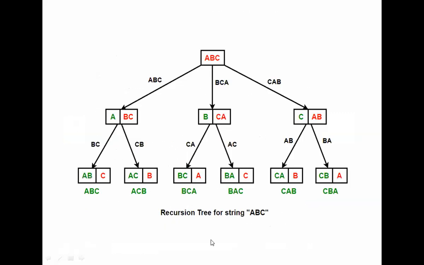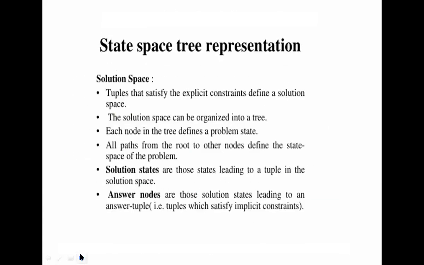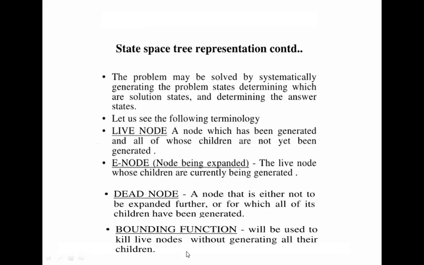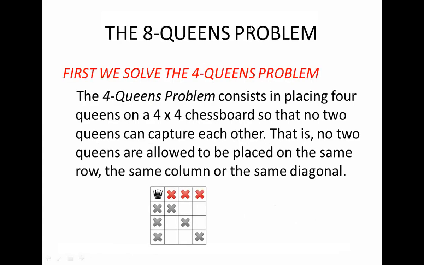In this example, see here, this part is generated, but this part is not generated. You write here B. B means bounding function, because it is in between B and C, this part is not generated, so we call it a bounding function. Why a bounding function? Here it kills live nodes, after that we cannot extend by generating all their children. So that's why we call it a bounding function. Okay.